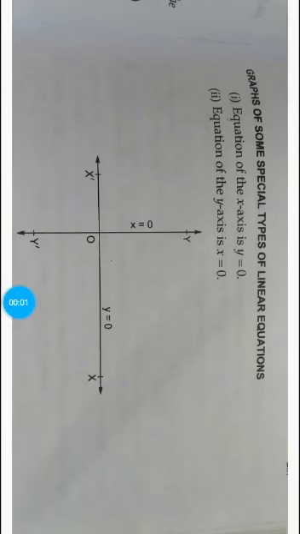Today we will learn the equation of lines parallel to the x-axis and y-axis. We will learn how to plot a line parallel to the x-axis and the y-axis. See, just now we discussed that we will learn about equations of lines parallel to the x-axis and y-axis.